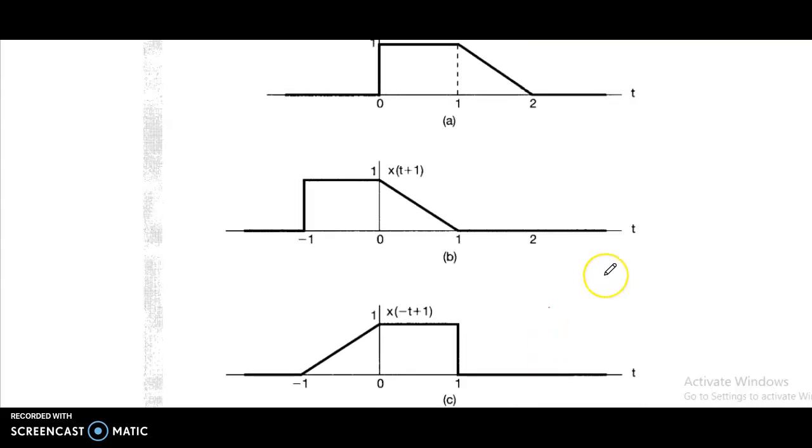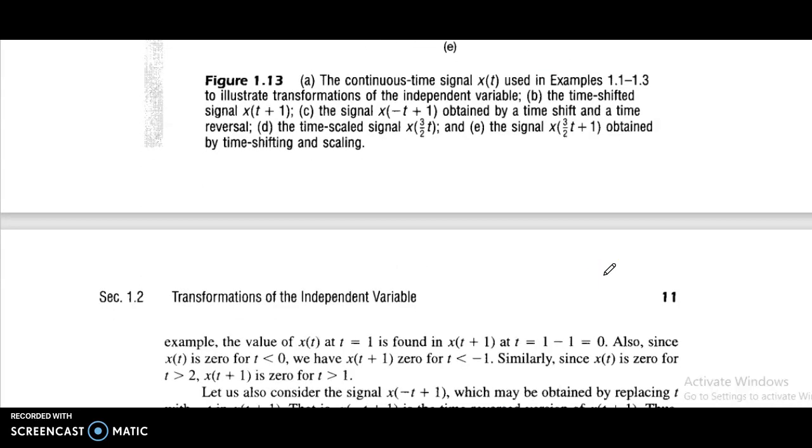So the continuous time signal x of t in examples 1.11 to 1.13 shows transformations of the independent variable. The time shifted signal is x of t plus 1. The signal x of minus t plus 1 is obtained by time shifting and time reversal. The time scaled signal is x of 3 by 2 t, and the signal x of 2t plus 1 is obtained by time shifting and scaling.